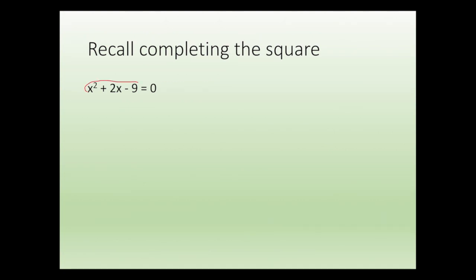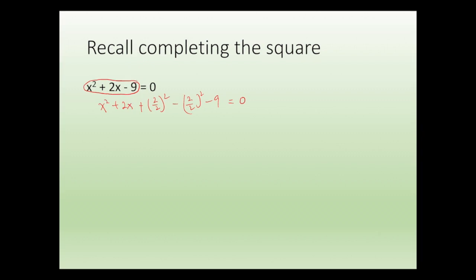I would like you to have a look at the next slide, which is completing the square. Let's have a look at just this bit only, just the left-hand side. If I work on the left-hand side, x squared plus 2x, what we can do is complete the square because we know that we cannot factorize this. Plus (2 over 2) squared minus (2 over 2) squared minus 9. Of course, we write equals 0. Again, still concentrating on the left side.